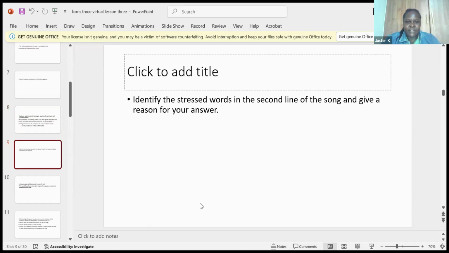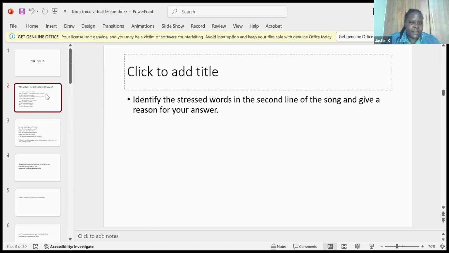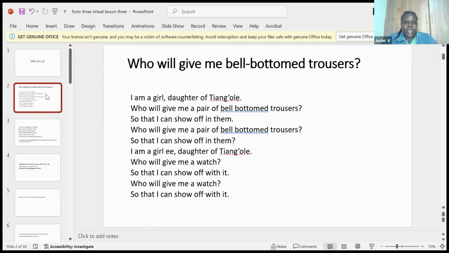Which words? Identify the stressed words in the second line of the song and give a reason for your answer. The second line of the song is, this is it. Who will give me a pair of bell-bottomed trousers? Can somebody maybe tell us, identify the stressed words there? Anyone who is willing to try? You don't have to get it right, but then you can take us through the answers.